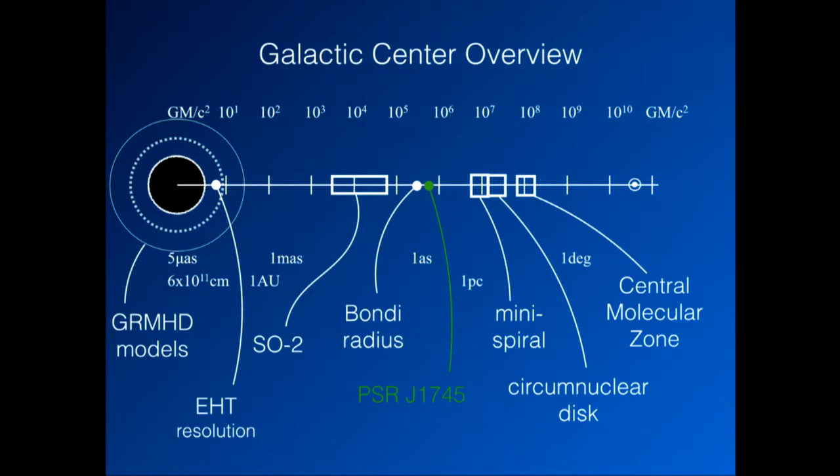Okay, so one of the points I'm trying to make here, in case you're wondering why I'm giving you this tour, is that there's an enormous amount of structure inside an enormous range in radius, inside a region that's unresolved on an extragalactic scale.